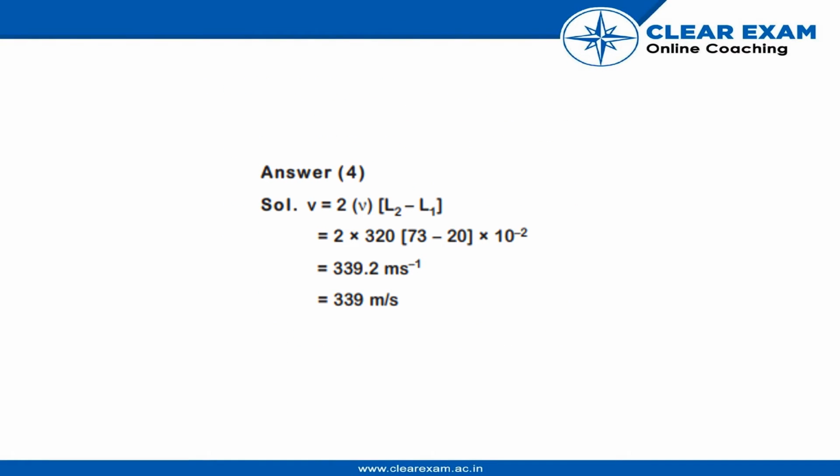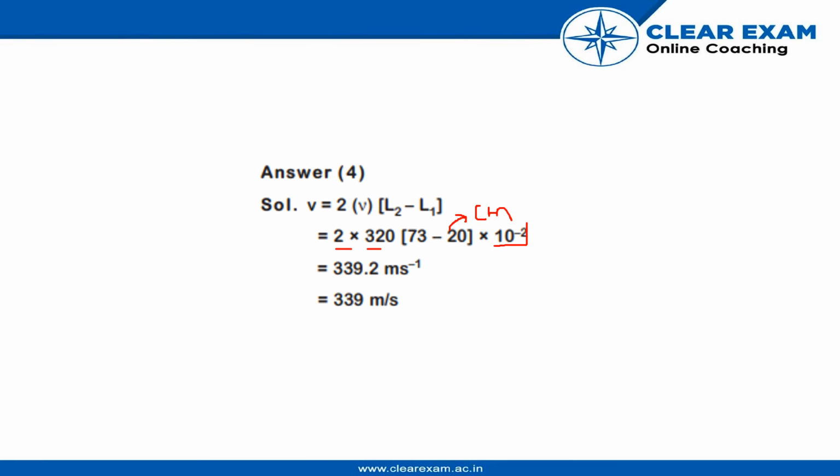So the formula for velocity is 2 into nu, that is the frequency, and L2 minus L1, that is the difference between two column lengths. Let's put the values here: 2 into 320 into 73 minus 20, and we have multiplied it with 10 raised to the power minus 2 because these lengths are in centimeters, so we need to convert them into meters for the standard result.